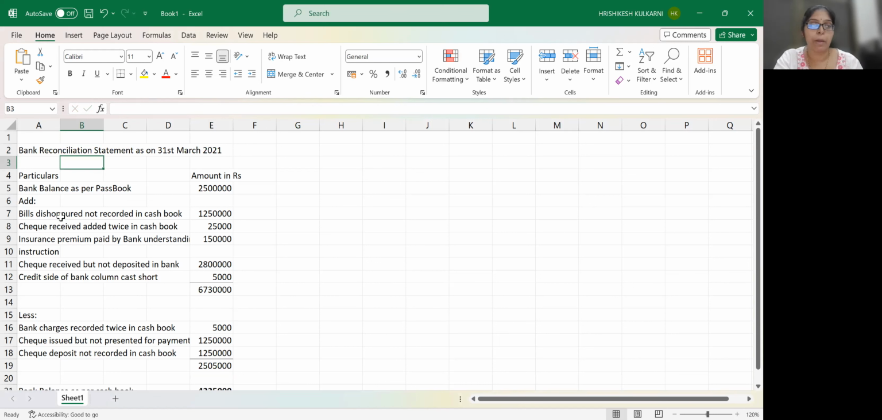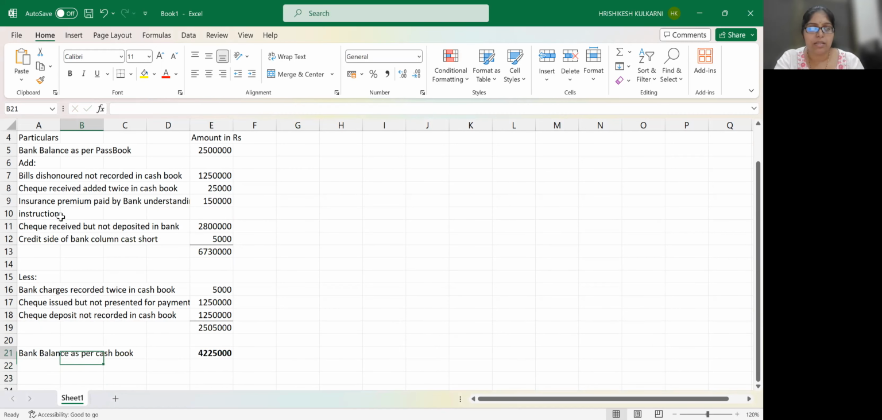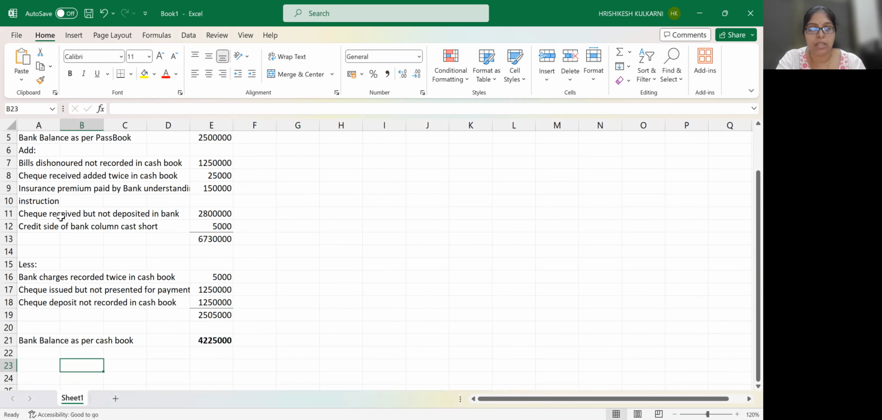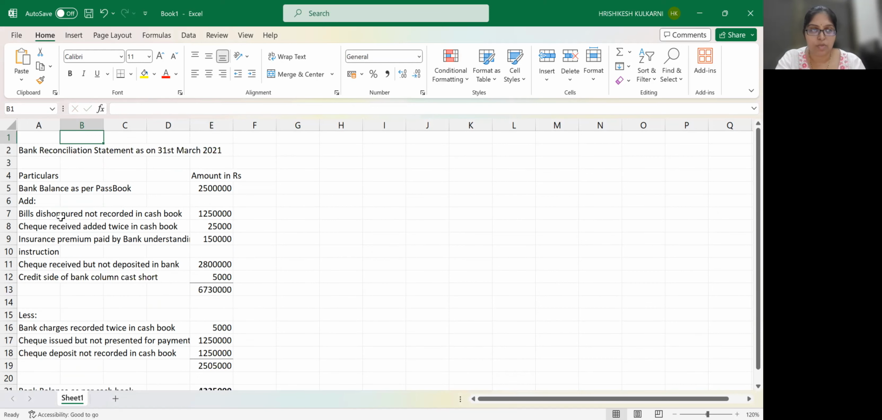If there are any doubts, this question was for 5 marks. We needed to prepare a bank reconciliation statement, and we prepared it. This is very easy, we can just encash these marks.